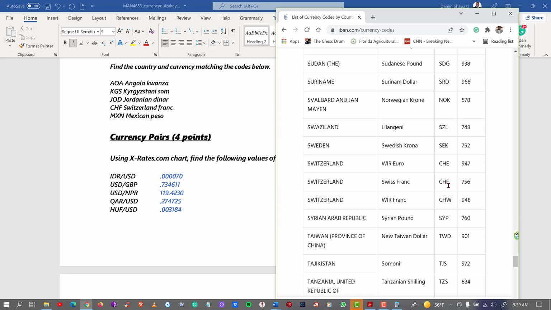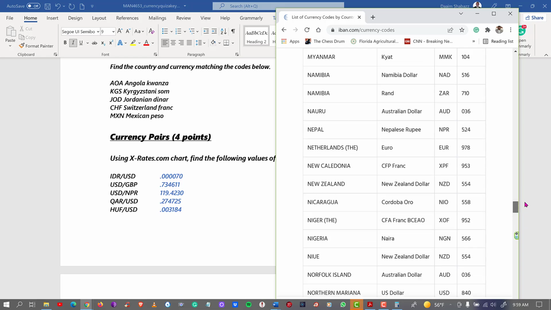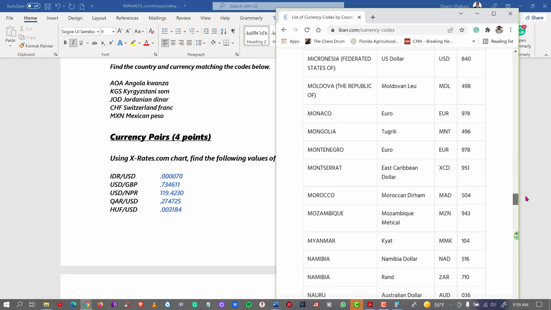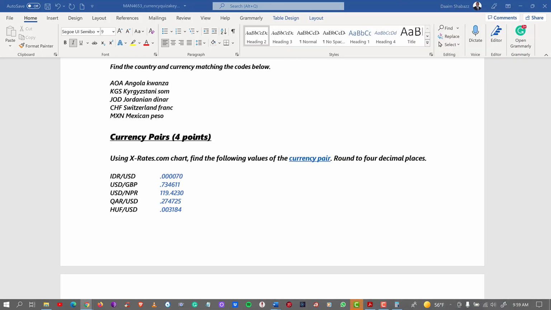They have the Swiss franc here, CHF. The Mexican peso. So this is just getting you familiar with the codes in case you have to do something on your job. You'll be familiar with the codes, the chart, and how to use them.